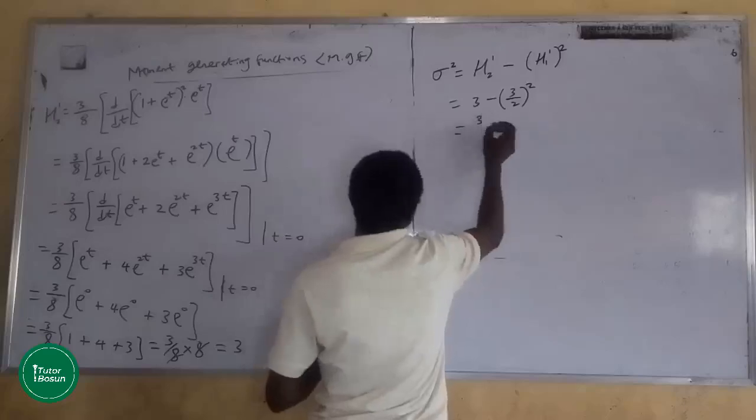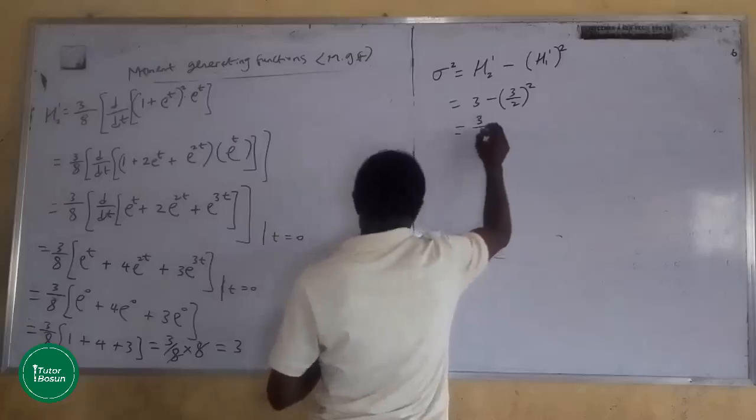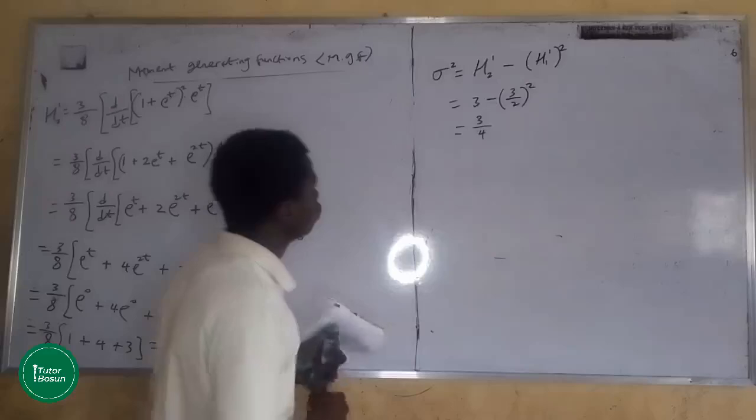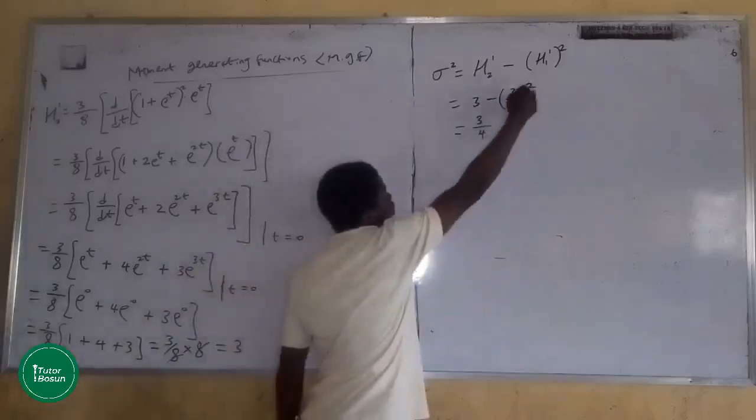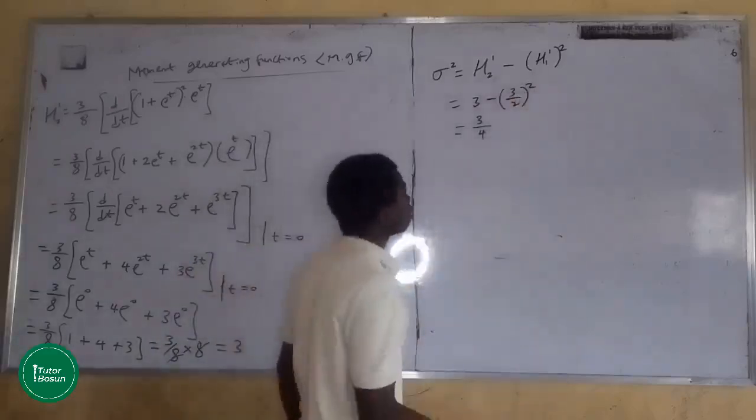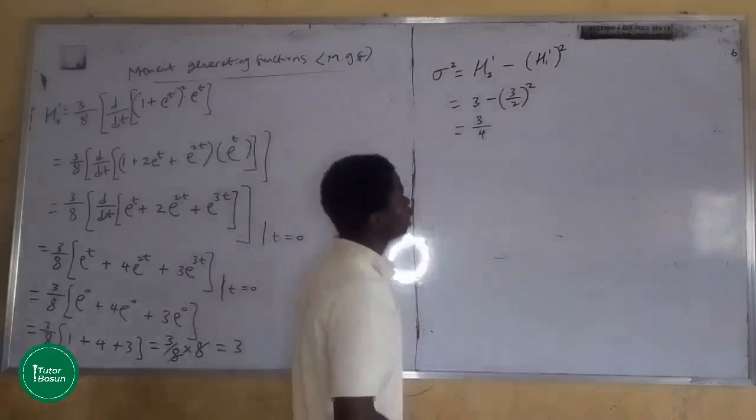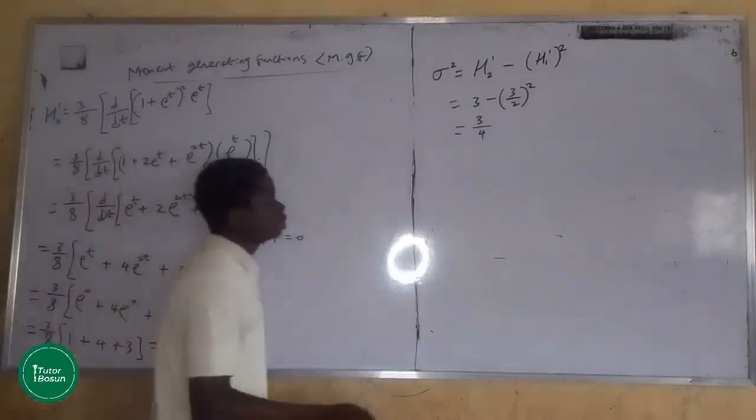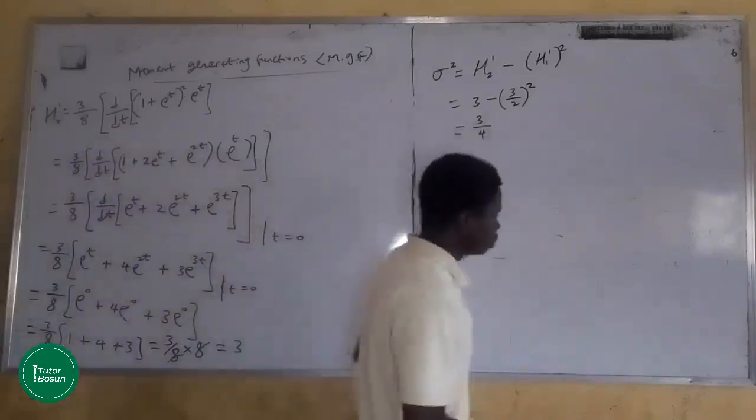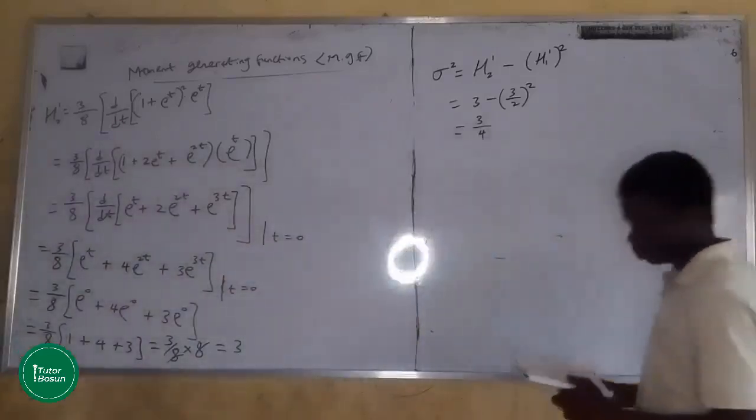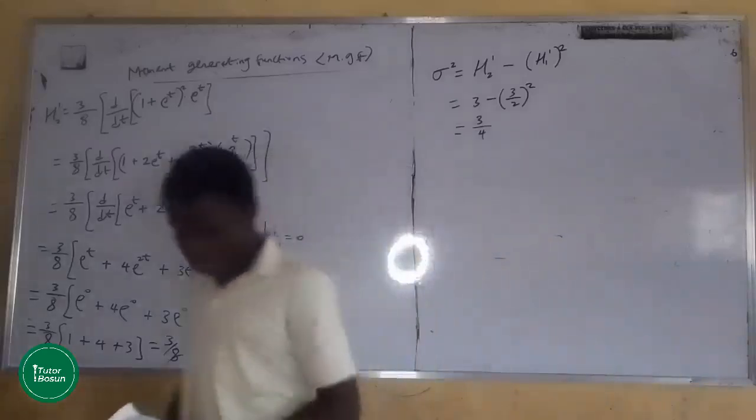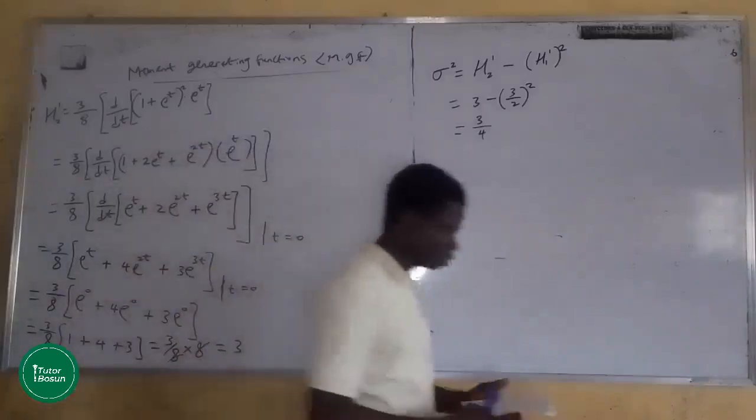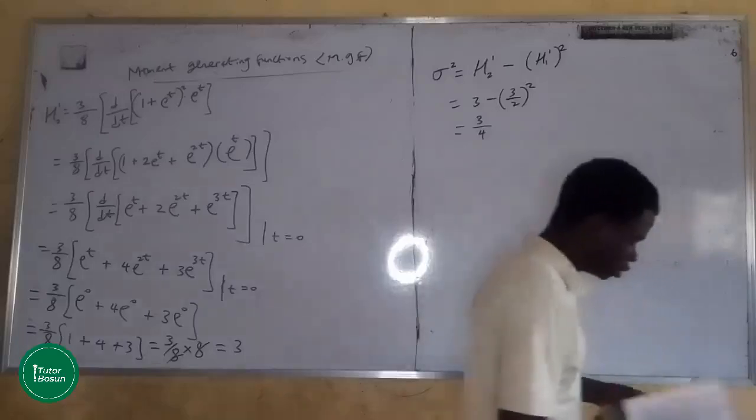We should be having 3 over 4. Here we know this will become 3 squared over 2 squared, and that's automatically 9 over 4. So 3 minus 9 over 4, we are having 3 over 4. So that's about that example. So moving on to the next example on moment generating function, MGF.